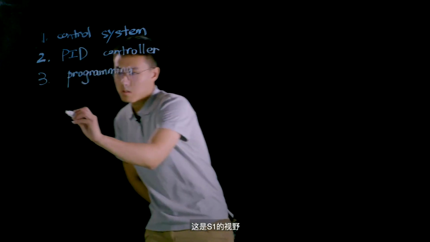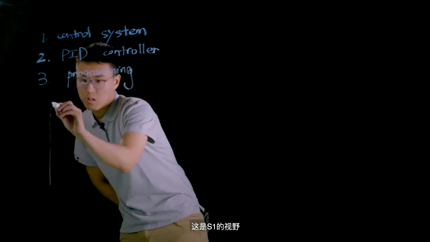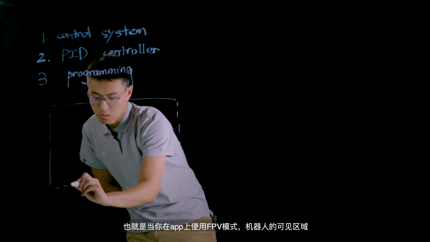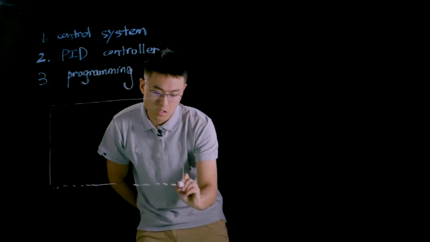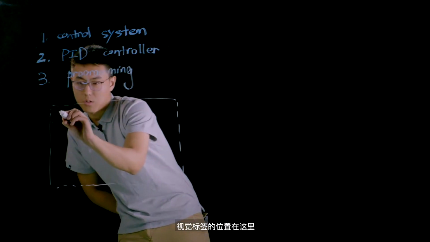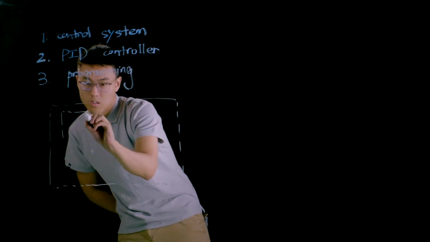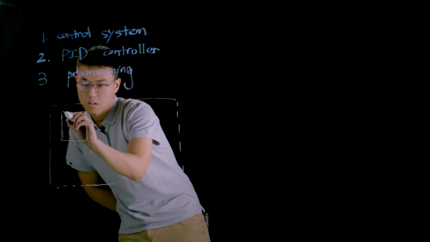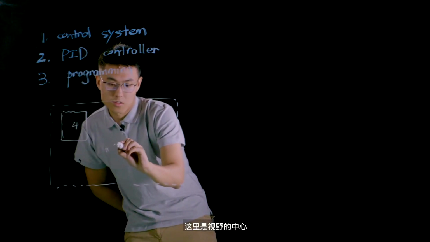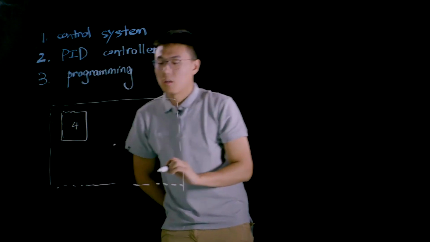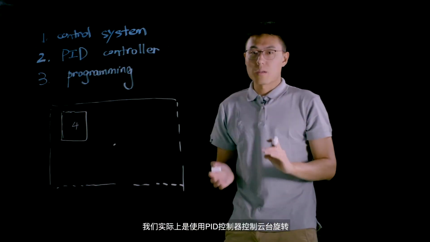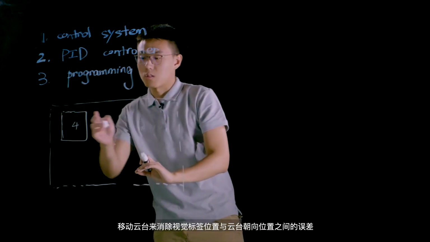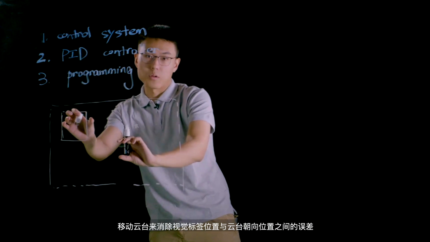So let's say if this is the viewport of S1, which is the area the S1 can actually see from the camera, and let's say the visual marker is over here. And here's the center of the viewport. So actually we need to use the PID controller to move the gimbal to eliminate the error between the position of the visual marker and the center of the viewport.